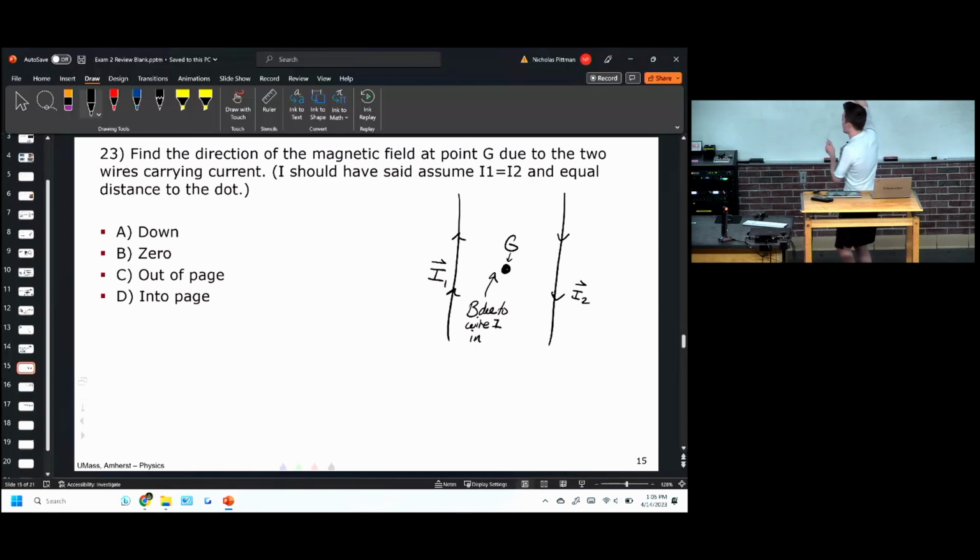And I2 has I going down. R points from the wire to the observation point, and I again get into the page. So both of them create into-the-page magnetic fields. So the resultant from adding the two arrows is still into the page. If I2 were the other direction and they were perfectly the same size and distance, they would cancel each other. One would be out, one would be in, and they add up as vectors to 0.